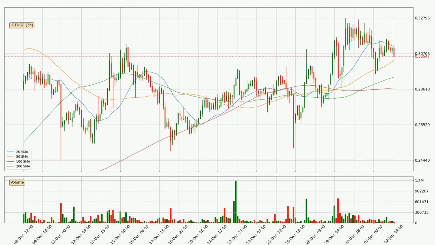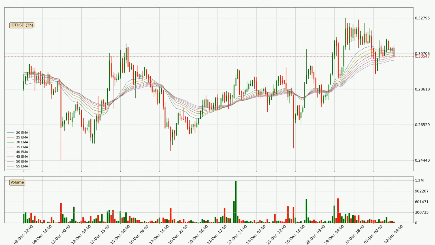Looking at the 3-hourly exponential moving averages, the current price is now in the 3-hourly ribbon, so you should see if the ribbon could hold support, currently at around 30.3 cents. The ribbon is relatively spread out, so the support should be considered.